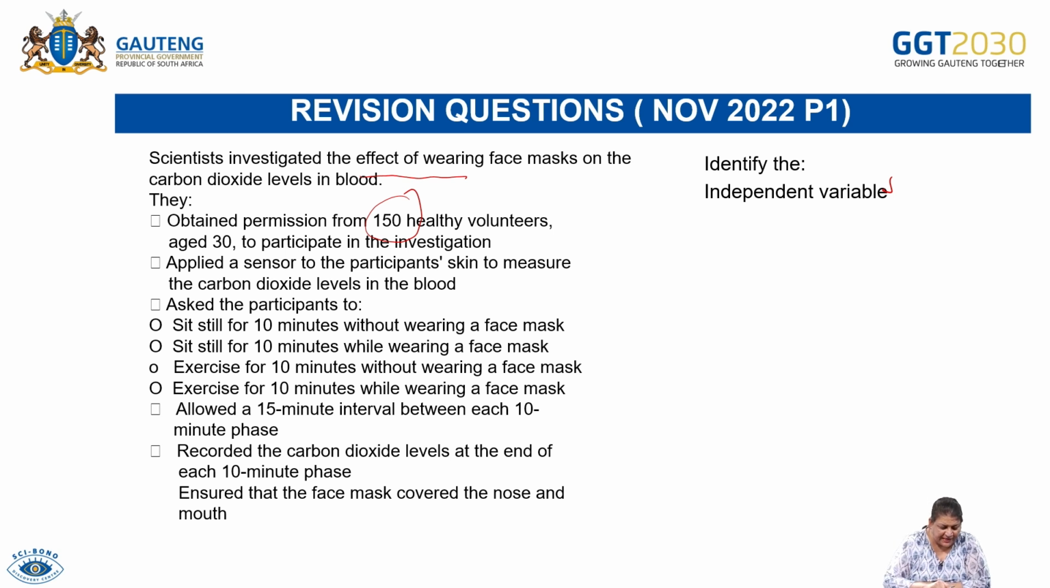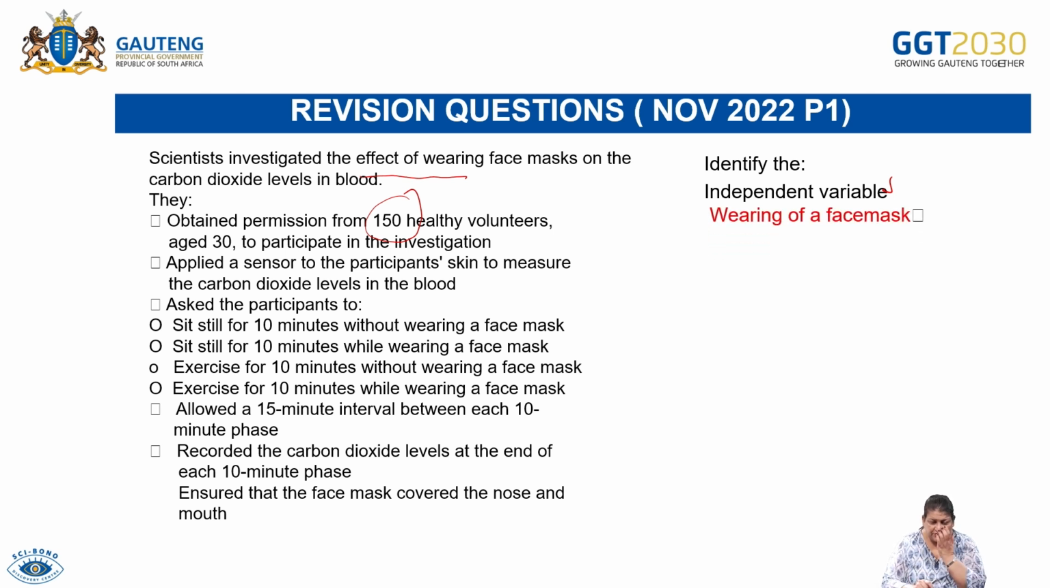Right, so then they recorded the carbon dioxide levels after every 10 minutes, which means the interval between each phase was 10 minutes, so it was kept the same. That is called validity, where you keep the intervals between the exercise the same, okay? After how many minutes are you going to measure the CO2? After every 10 minutes. Now that is called validity.